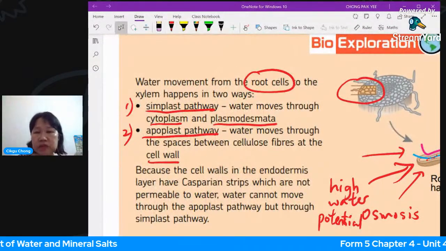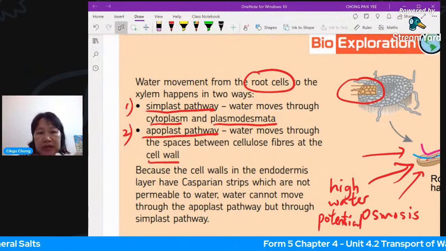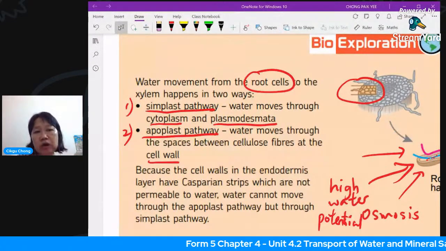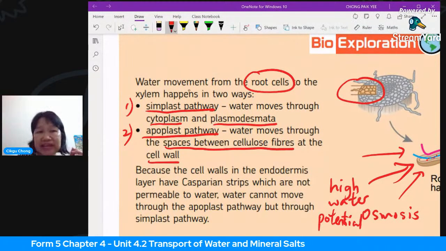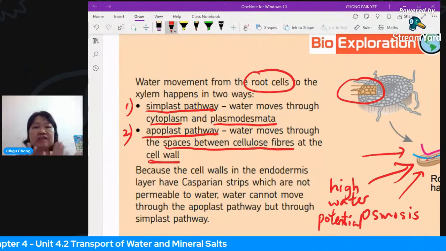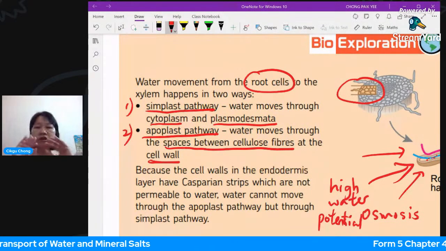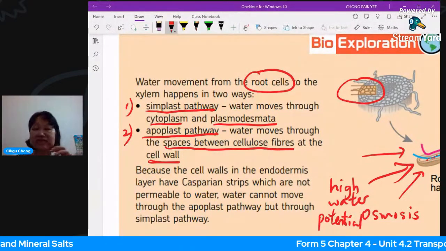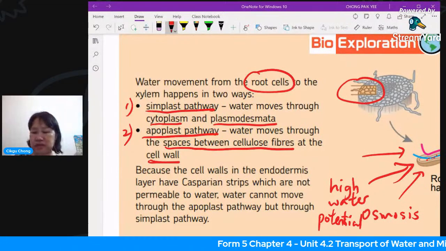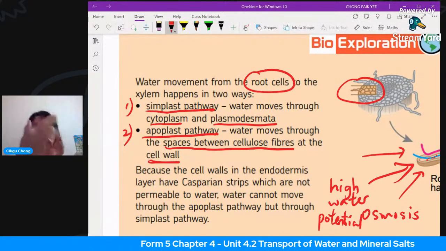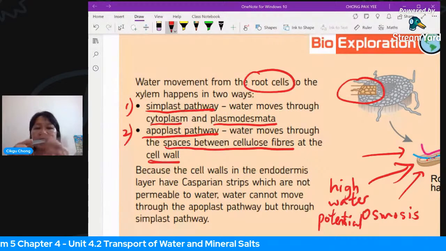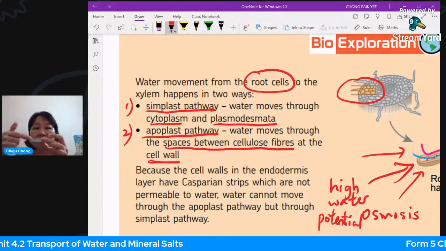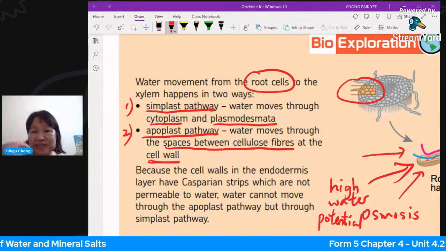Now the second one is called Apoplast. For the Apoplast pathway, the water moves through the spaces between the cellulose fibers of the cell wall. It doesn't go into the cell. Let's look at this box. This is a cell, let's say the whole cell. The cell wall is only covering the outside, isn't it? So it actually goes along the cell wall. It means it doesn't go inside the cell.